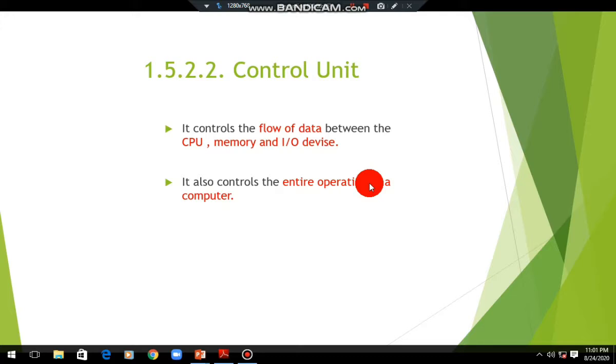It also controls the entire operations of a computer, because the control unit gives signals to all the other devices attached to your computer. That is the input unit, output unit, processing unit, memory unit. All the units function based on the control given by the control unit. So we call it a controller. The controller of your computer is the control unit.